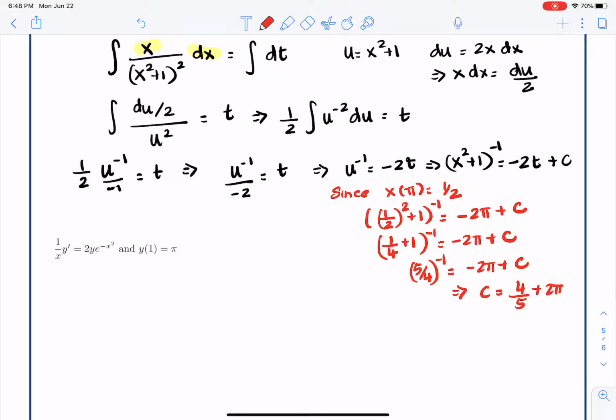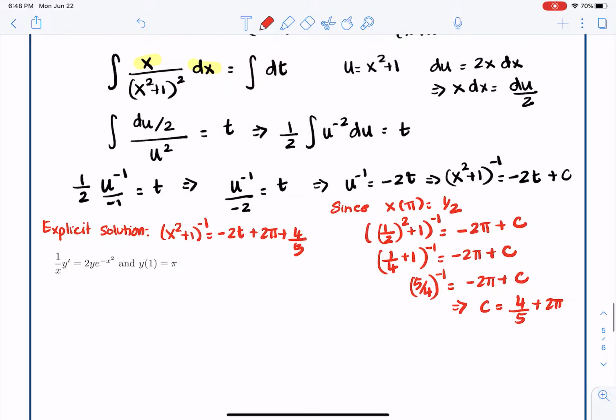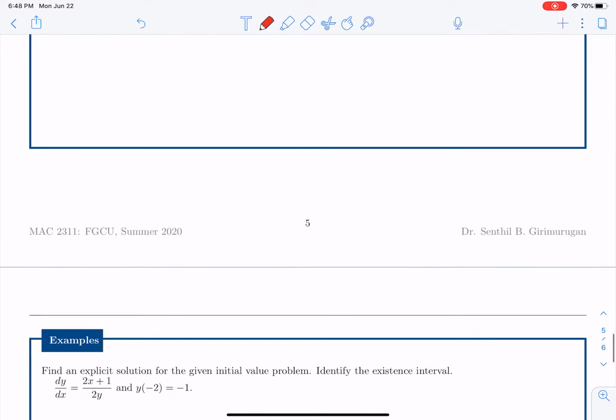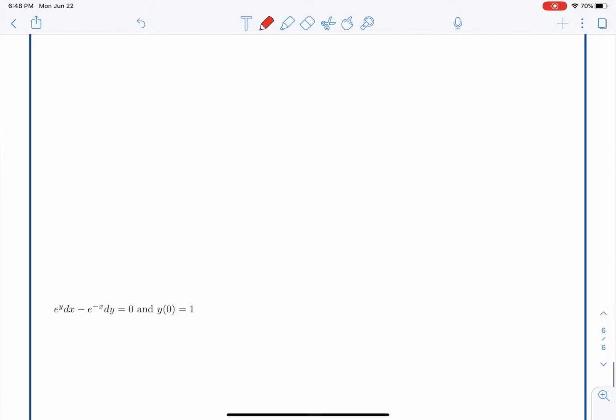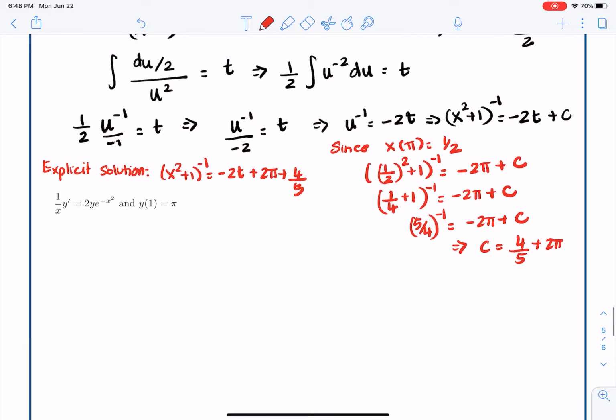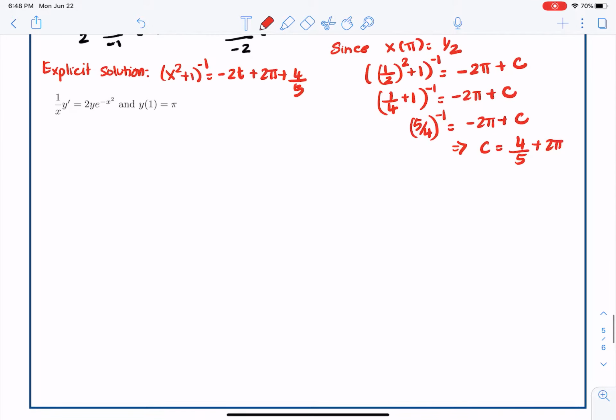So what is the explicit solution? The explicit solution is simply x squared plus 1 raised negative 1 equals negative 2t plus 2 pi plus 4 over 5. In other words, we are simply trying to find the solution for c using the condition that's given. By all means, this is simply an initial value problem.